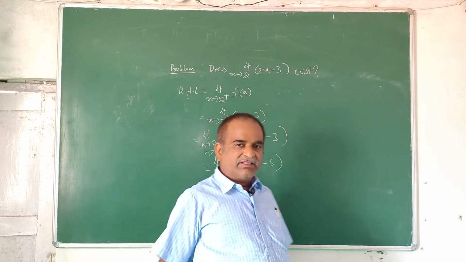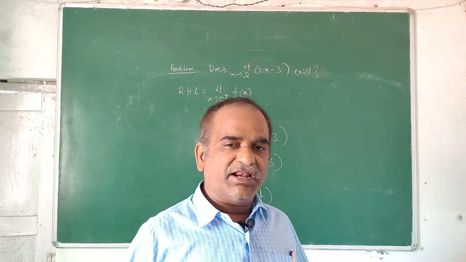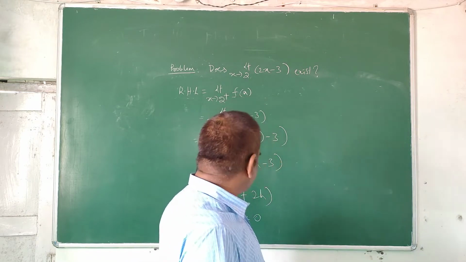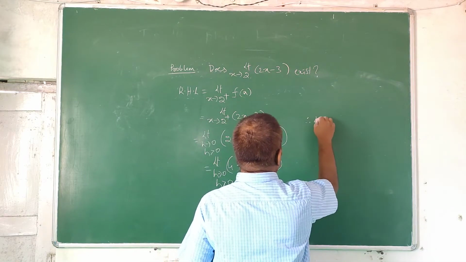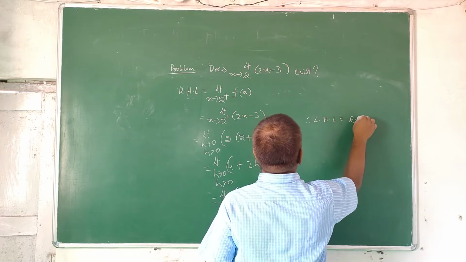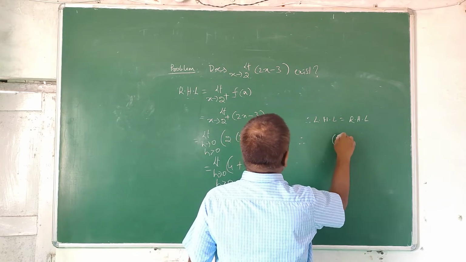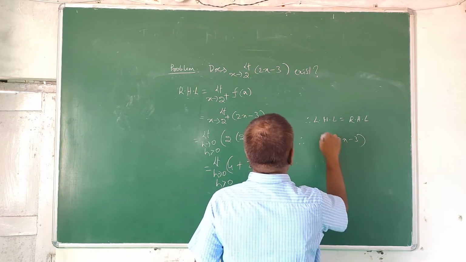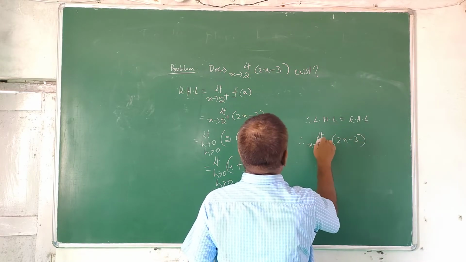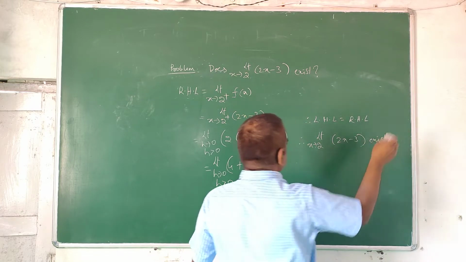So now we have seen that LHL and RHL are both equal, each equal to 1. Therefore, left hand limit and right hand limit are equal. Therefore, you can conclude that the limit of 2x minus 3 as x tends to 2 exists. Understood?